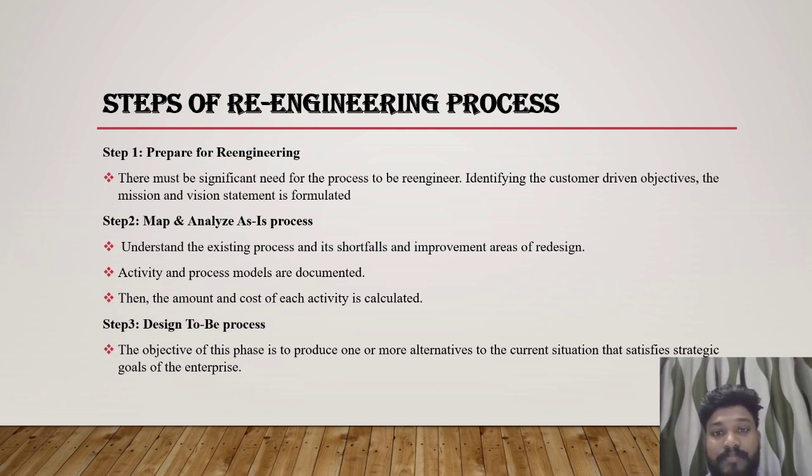And the next one is design the to-be process. The objective of this phase is to produce one or more alternatives to the current situation that satisfy the strategy goals of the enterprise. In this stage, we have to create a new plan to know how the process should work. This is an ideal version that should address the issues found in the current process. It helps to identify the issues related to the current strategy that we are using in the business. So only after identifying them, we have to redesign the strategy.